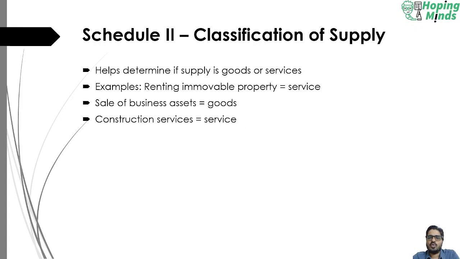Next, Schedule 2. Schedule 2 doesn't define supplies but helps to classify supply as goods or services. For example, renting of immovable property is classified as a service, whereas sale of business asset is classified as supply of goods, and construction services is considered as supply of services. So ultimately this affects the rate of tax, invoicing rules and the place of supply.